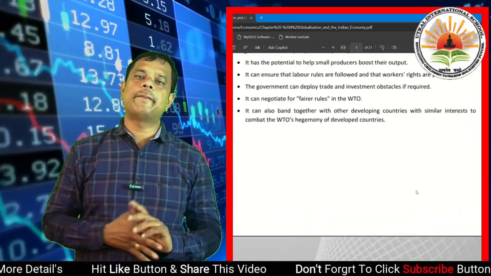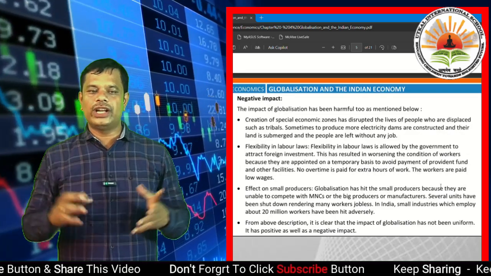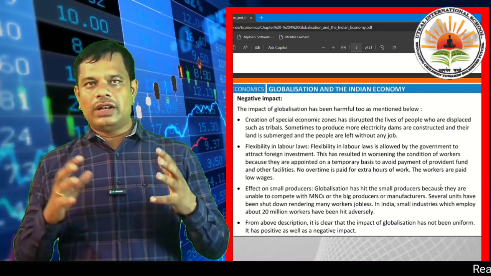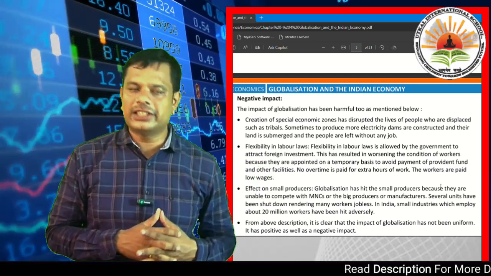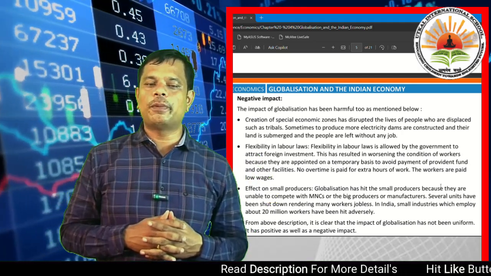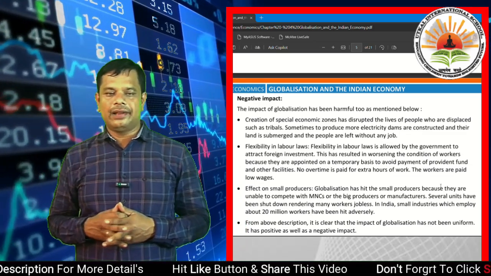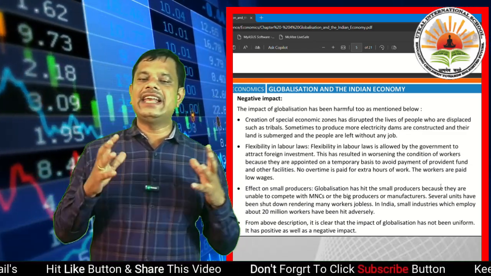Now we come to the negative impacts. What are the negative impacts of globalization? Dear students, now that we have discussed the positive impacts, we go on to the negative impacts. What are they? Now, the creation of special economic zones.